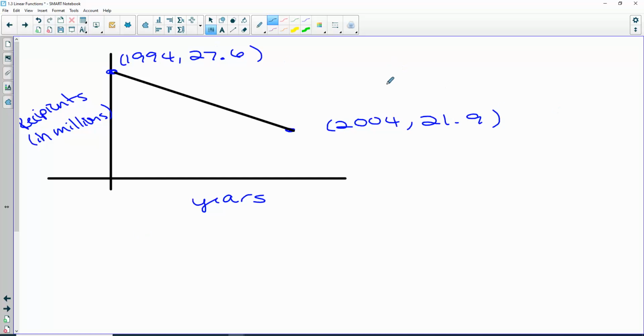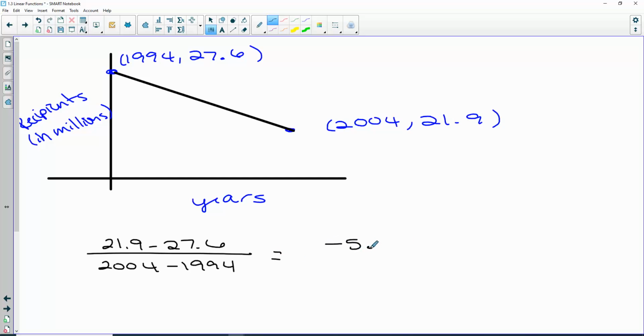I gave you 2 points. Here's our slope: y2 minus y1 over x2 minus x1. Do that, we get negative 5.7 over 10 or negative 0.57.